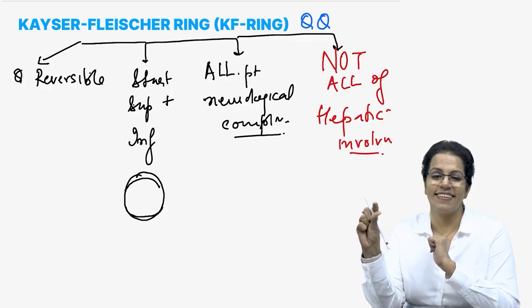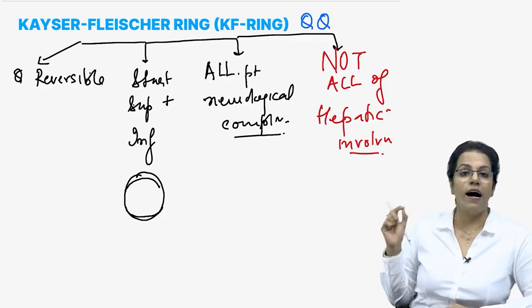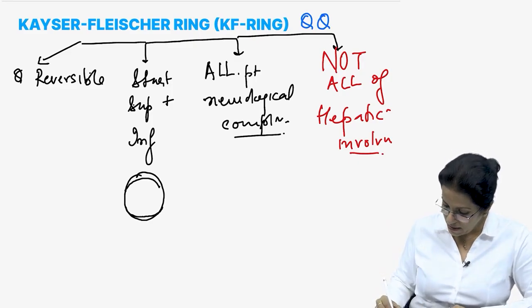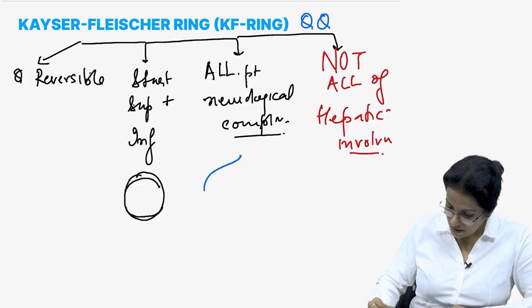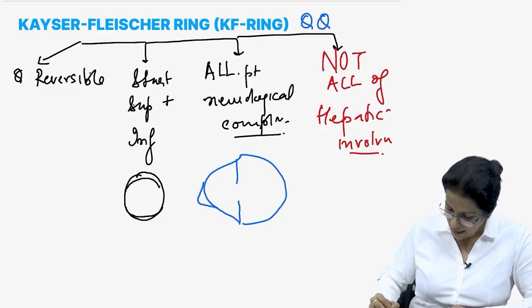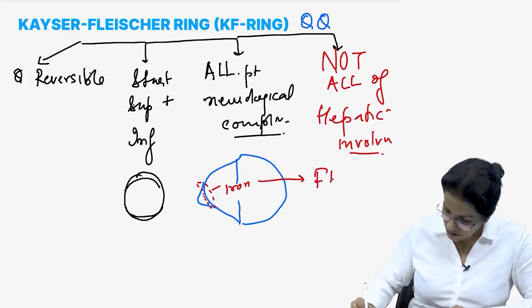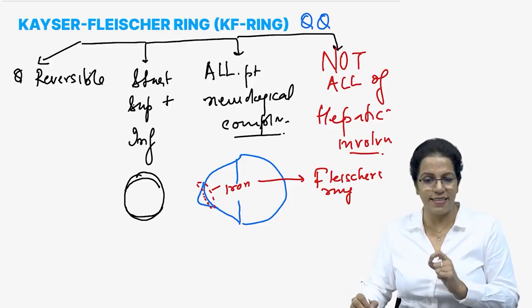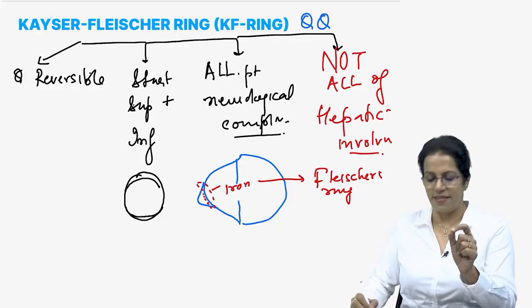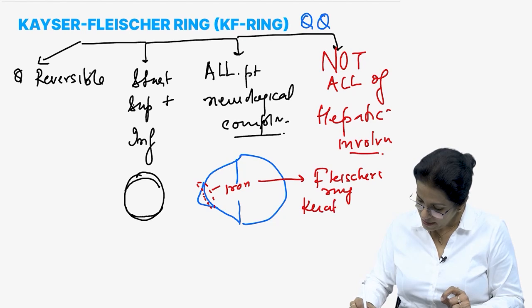What is Fleischer's ring? Should I remind you? Fleischer's ring, it was iron deposition in patients of keratoconus. You can learn it here, it will be easy. So if this is your cornea, right, any conical protrusion is called keratoconus. At the base of the cone, this iron is deposited, and this deposition is what is called Fleischer's ring, not Kayser-Fleischer, Fleischer's ring. Okay? So it's a feature of keratoconus. I'll take it in the cornea chapter, but here you will know better. What is Kayser-Fleischer, what is Fleischer? So this is a feature of keratoconus.